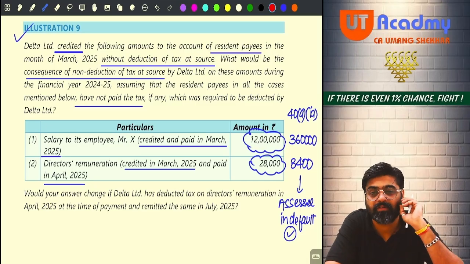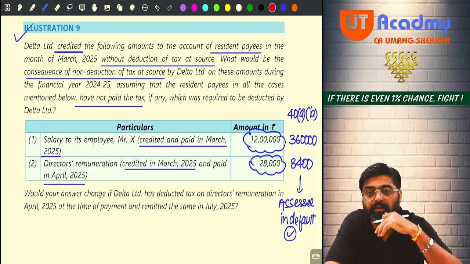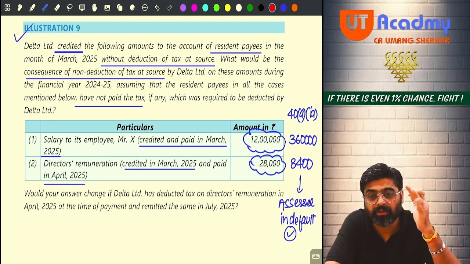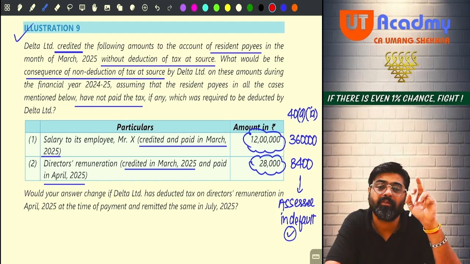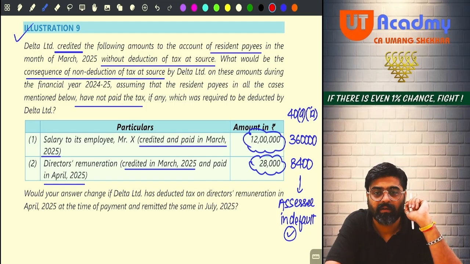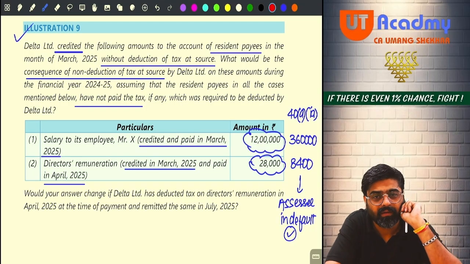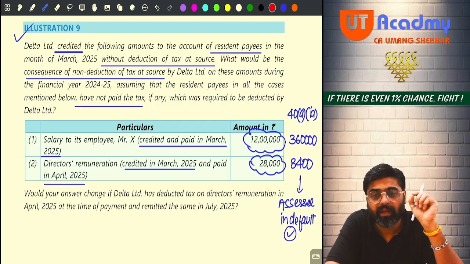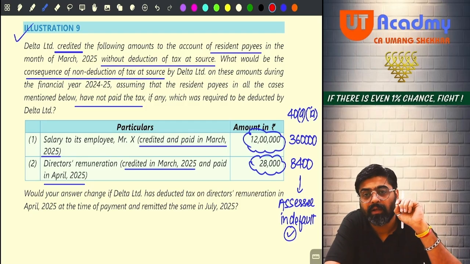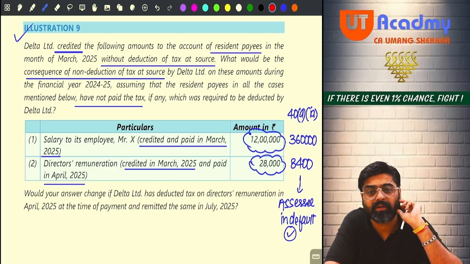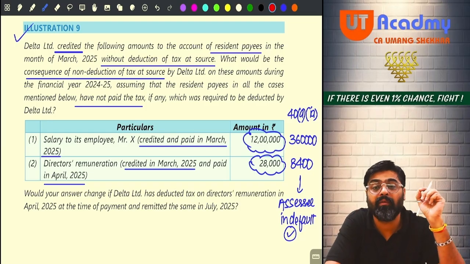But the question says that on the following payments, including this salary, no TDS was deducted. So if you are liable to deduct TDS and no TDS was deducted, one disallowance gets attracted: 40(a)(i), 40(a)(ia) or 40A(3). Which disallowance will be attracted over here? Guys, 40(a)(ia) will be attracted.